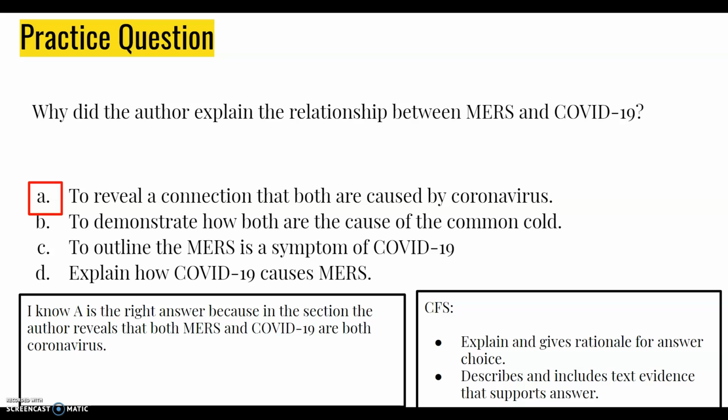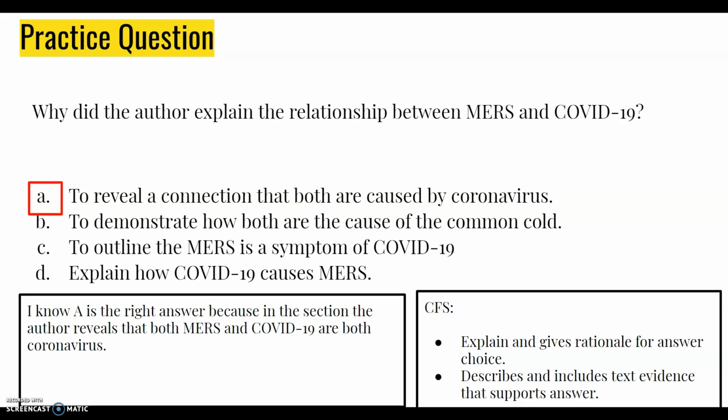So I'm going to go ahead and go back to this question. And I believe after reading that the author was trying to reveal a connection that both MERS and COVID-19 are caused by coronavirus. And I know that A is the right answer because in the section, the author reveals that both MERS and COVID-19 are both coronaviruses. And since they were both coronaviruses, they were trying to find a vaccine.